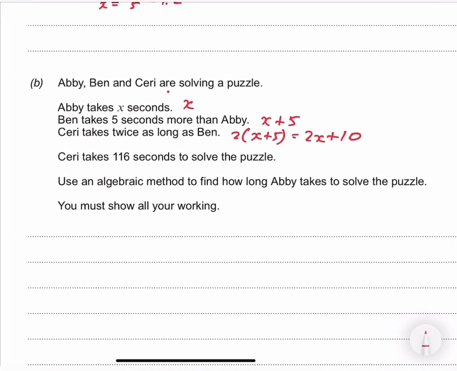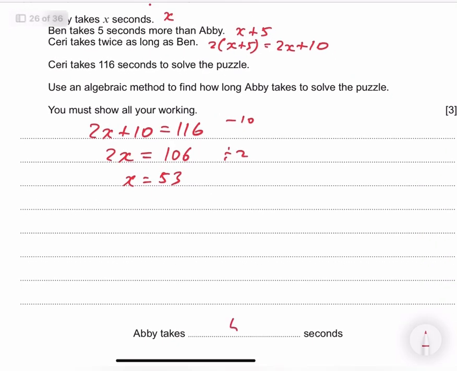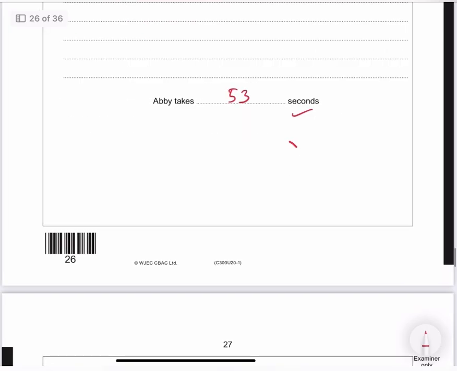Okay, let's take Cherie's expression and equate it to 116 seconds. And we've got a nice equation here. We can now apply reverse calculations and work out x, which is Abby, isn't it? Abby is x. That will answer the question. So I got 53 seconds. x equals 53, and x was the expression for Abby. So Abby takes 53 seconds to complete the puzzle.